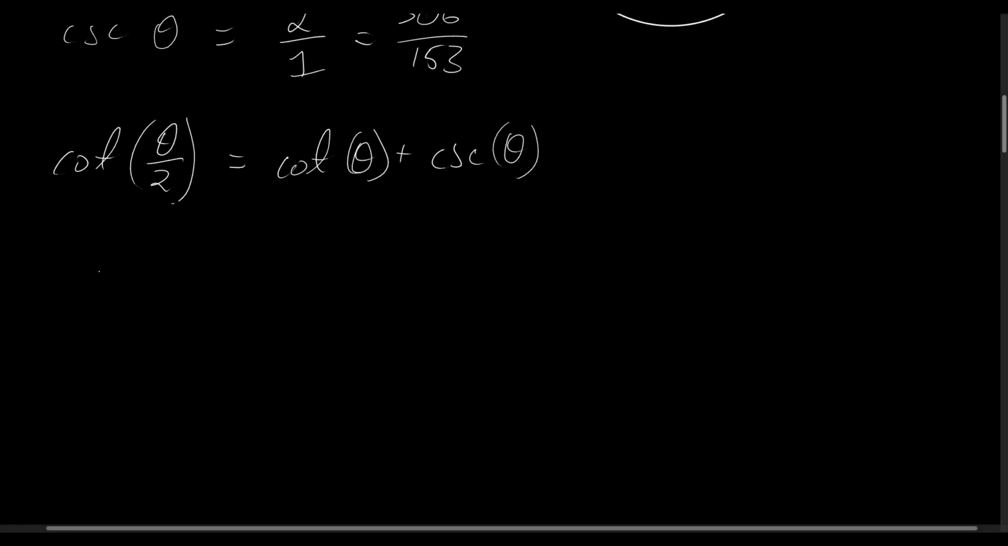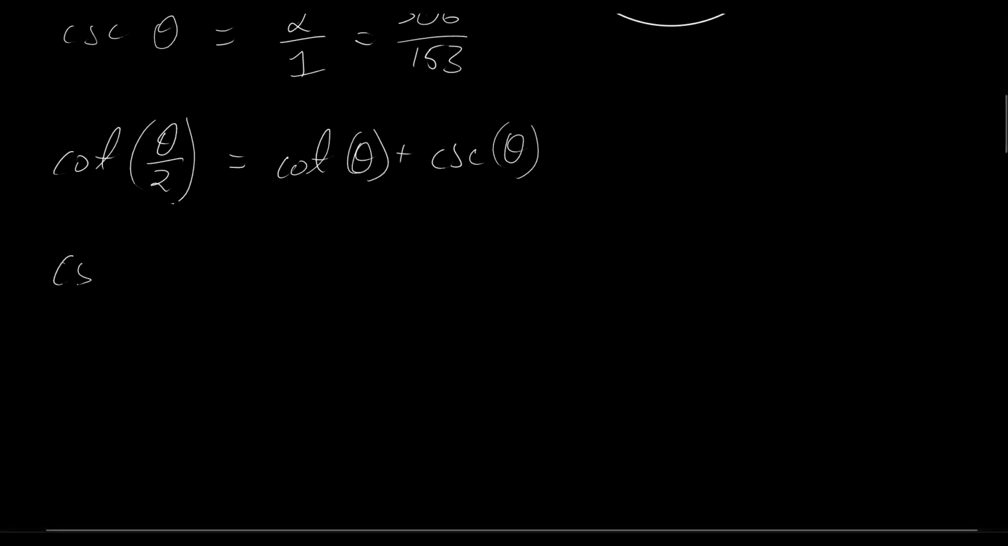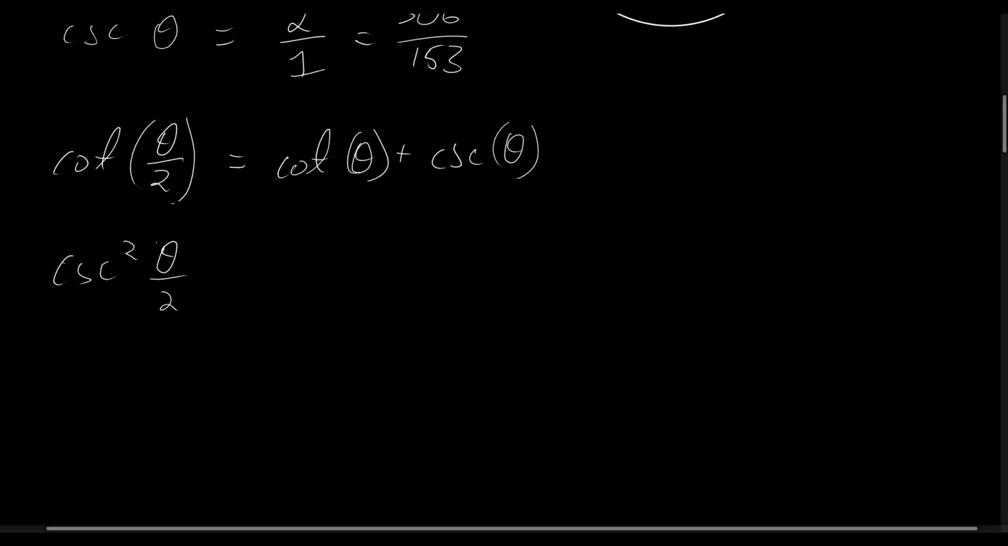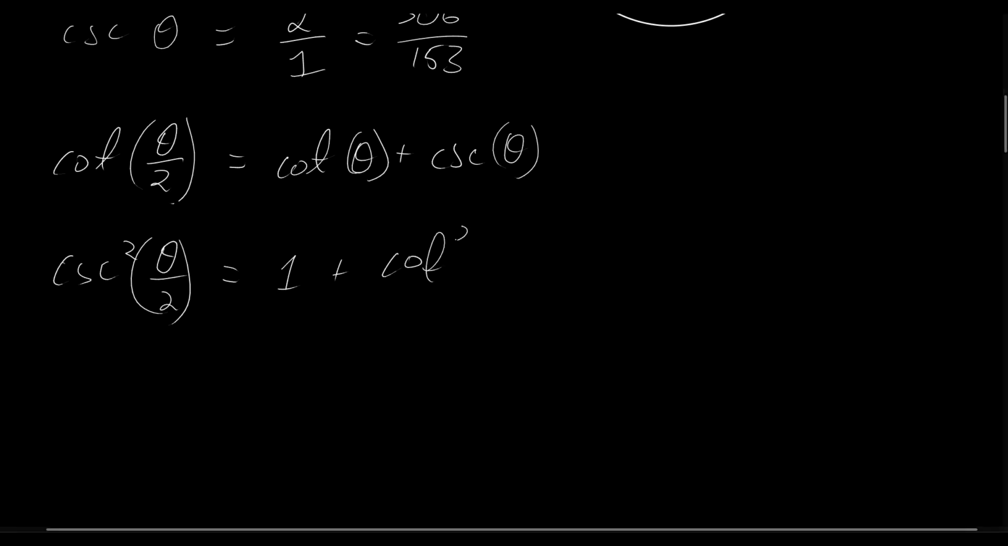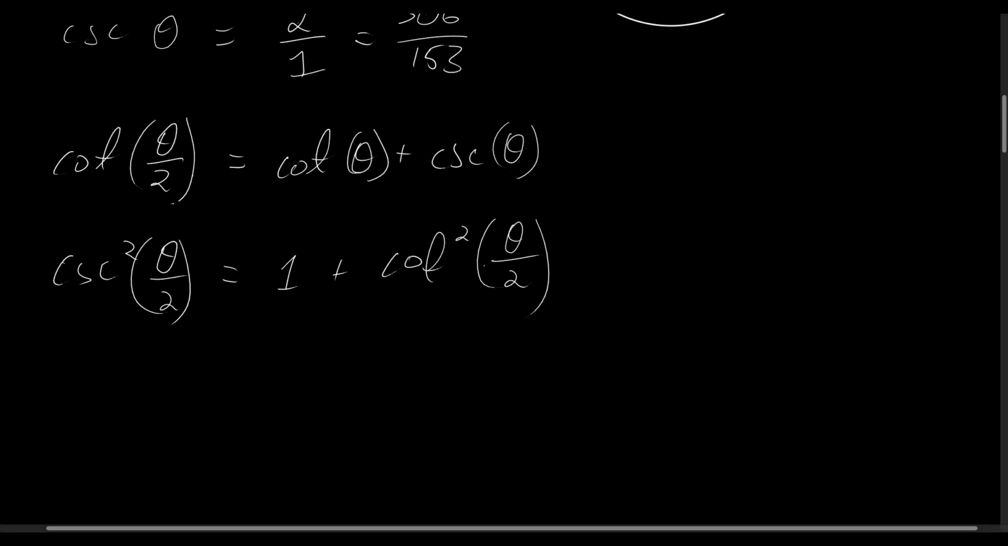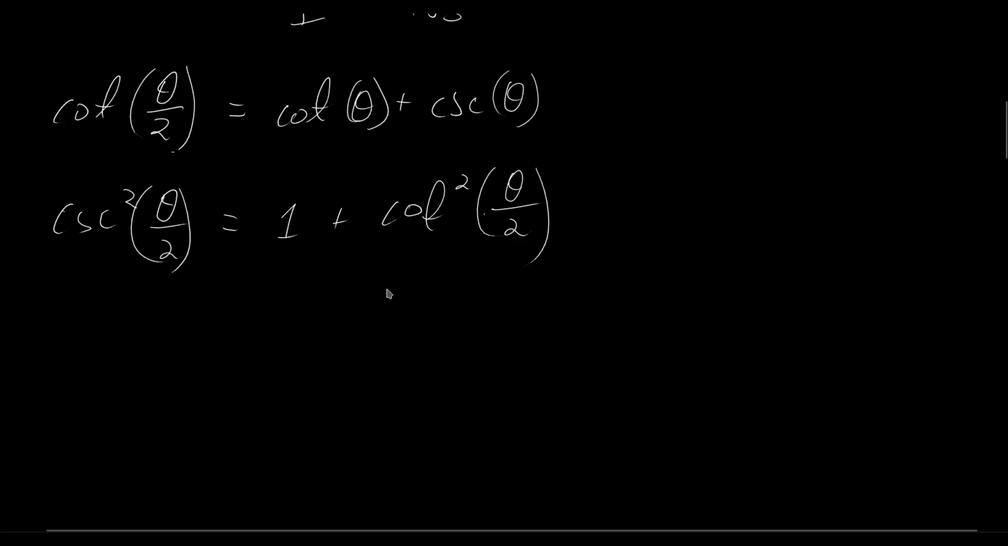Now, from this, he uses the Pythagorean cosecant formula, I should say. And this is cosecant squared of theta over 2 is equal to 1 plus cotangent squared of theta over 2. So using the previous value, the cotangent of the half angle squared, all he did then was take the square root of that, and he got his new values for the bisected angle.